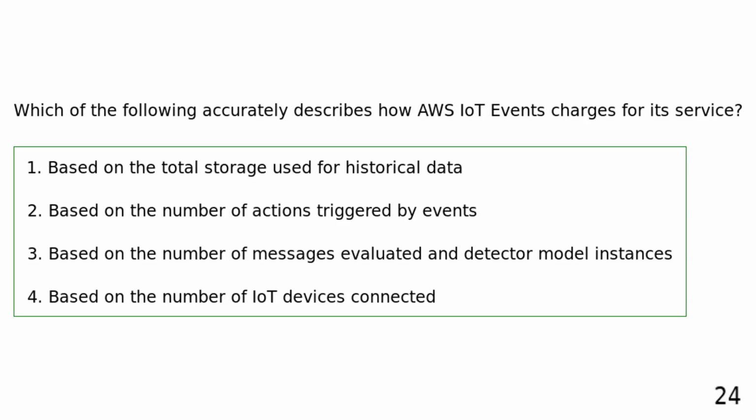Which of the following accurately describes how AWS IoT Events charges for its service? Based on the total storage used for historical data. Based on the number of actions triggered by events. Based on the number of messages evaluated and detector model instances. Based on the number of IoT devices connected.